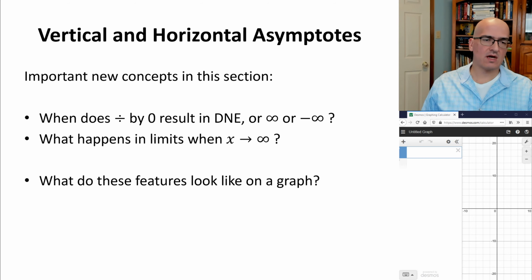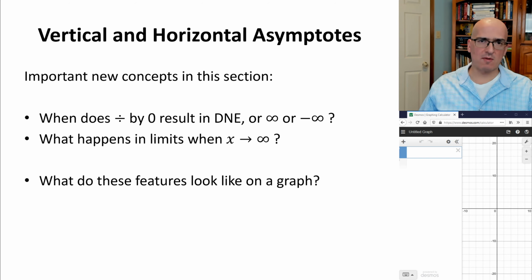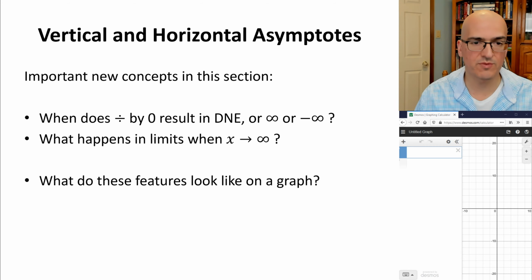Another piece is another examination of this idea of division by 0 causing a problem. We're going to make a distinction between divisions by 0 that cause the resulting calculation to be DNE, does not exist, or infinity or minus infinity. We're going to make a distinction between those three different types of problems that can result when we divide by 0.